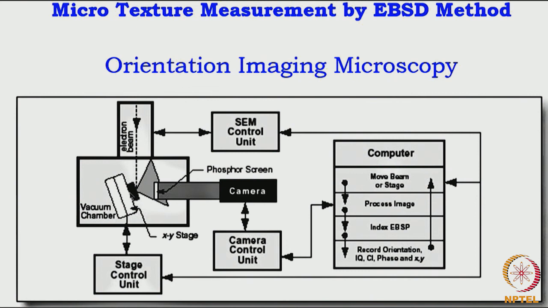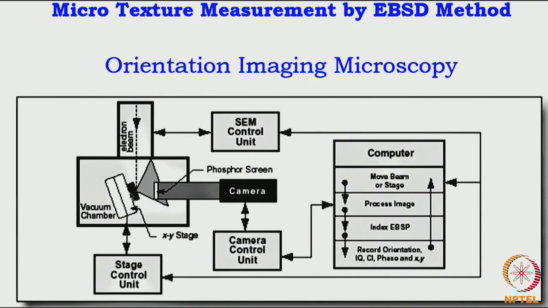So it is just like what we get from a transmission electron microscope. We can have the image and we have the diffraction pattern. From the image we get the microstructural aspects, and from the diffraction pattern we get the orientational aspects.